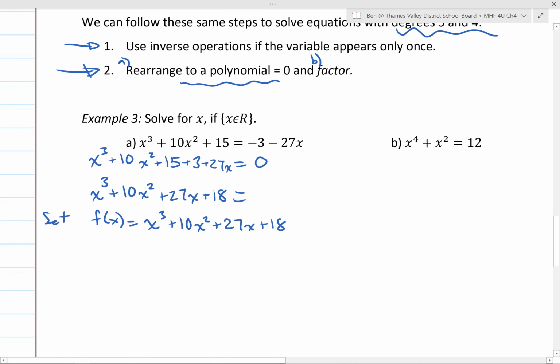Okay, so if we're setting it there, then we can check our possible zeros, right? That's the first step if we're factoring a function here. So our possible zeros, or possible roots, we're working with the factors of 18 divided by the factors of 1, right? That's our hidden leading coefficient. So nice and easy, for the factors of 18, we're working with plus or minus 1, 2, 3, 6, 9, and 18.